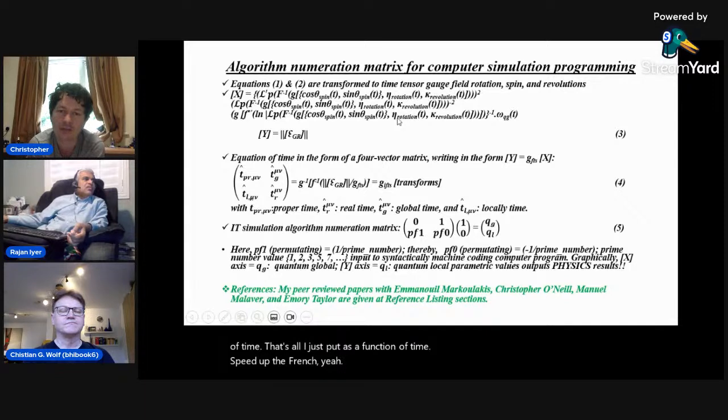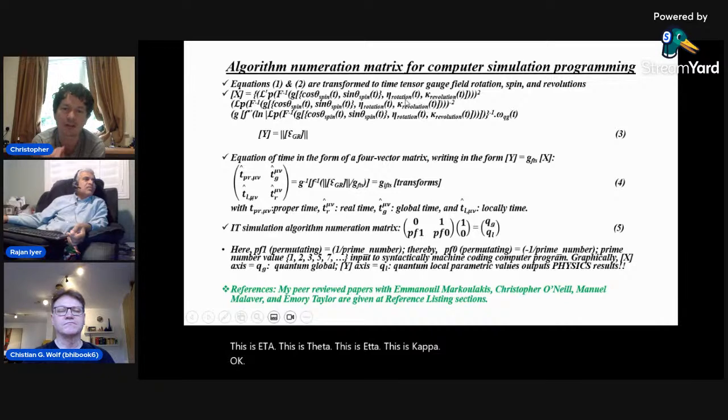So what about eta rotation t? What is that? That's the rotation of the entire particle. Which is it, spin or rotation? This is spin, this is rotation. This is theta, this is eta. Sorry, kappa. Okay, so you have the rotation.